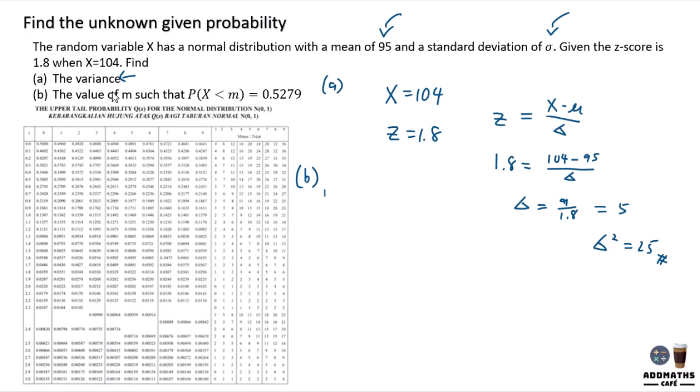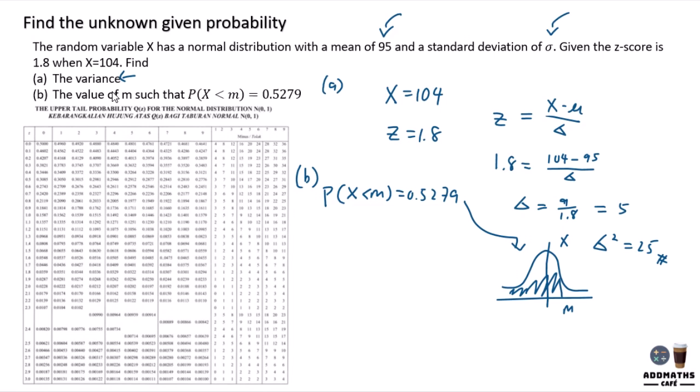For B, you are required to find P(X less than m), which is 0.5279. First of all, let's sketch this graph. X less than m, which is more than 0.5, so it will be on the right side. Less than will be here. So this is m, and this is your X distribution. Now change to Z, it will be on your right side. So this is the area. This is 0 on the right side. So in this case, this is more than 0.5.